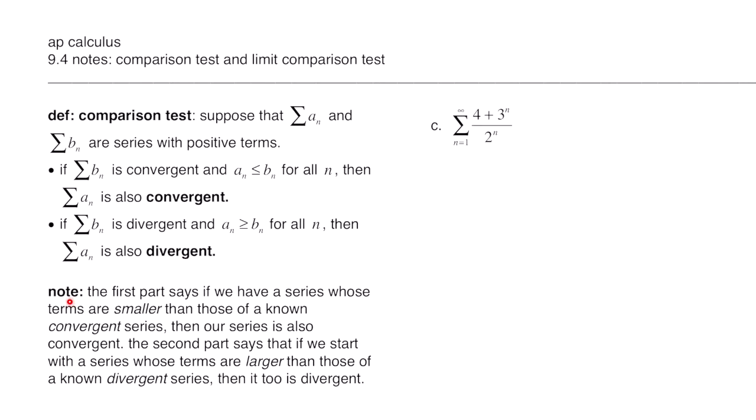And right here we have a note that kind of breaks it down. The first part says if we have a series whose terms are smaller than those of a known convergent series, then our series is also convergent. And the second part says that if we start with a series whose terms are larger than those of a known divergent series, then it too is divergent.